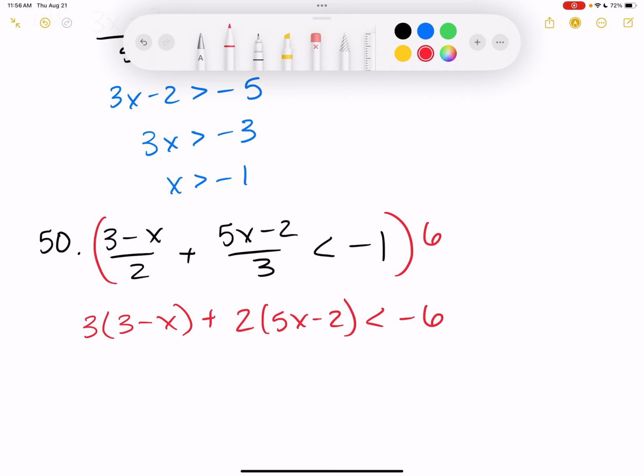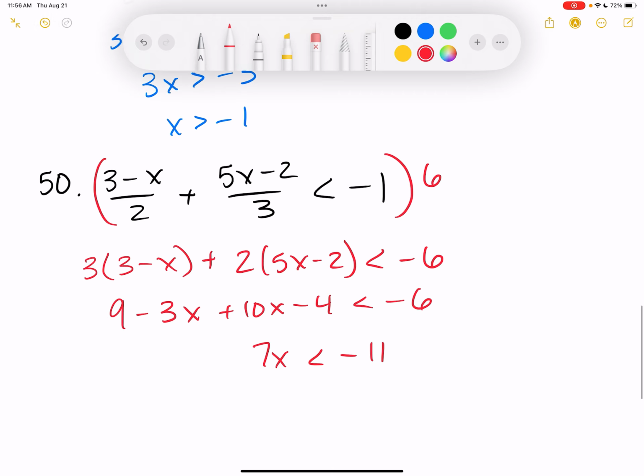If you didn't distribute, then you have to do that now. So 9 minus 3x plus 10x minus 4 is less than negative 6. I would combine like terms and then move the stuff on over. On the left, I have 7x, and 9 minus 4 is 5. Then I need to subtract that, so 7x is less than negative 11. And then divide: x is less than negative 11 over 7.